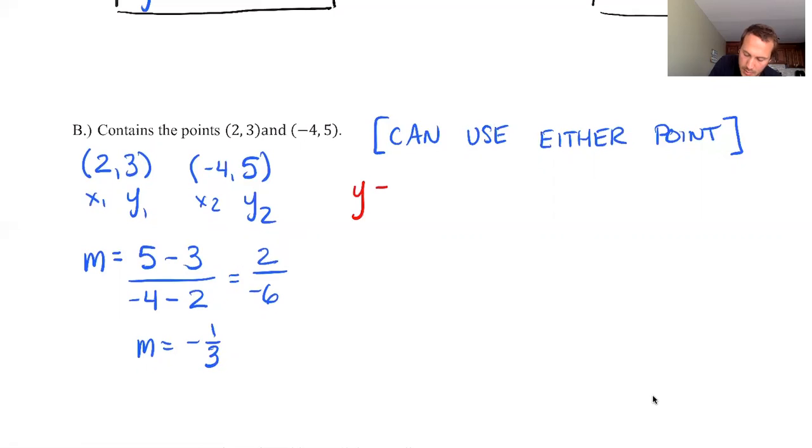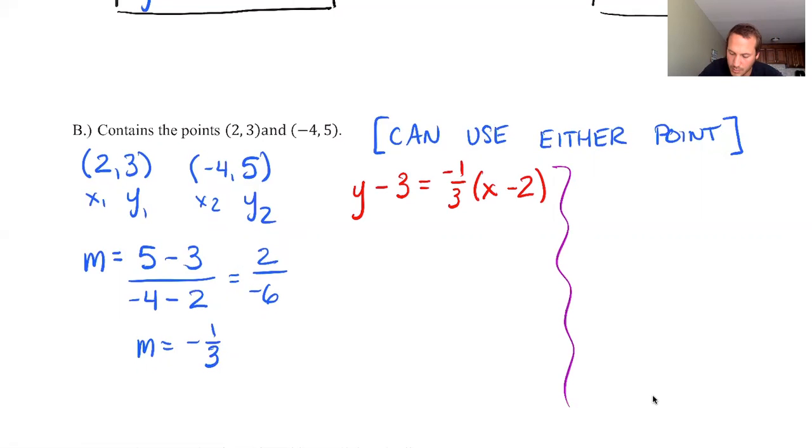y minus 3 is equal to negative 1/3 times x minus 2. Now, like I said, we've got plenty of time. I'm going to do them both for you. I could have also done y minus 5 is equal to negative 1/3 times x minus negative 4. Okay, I'll do one at a time here. I'm going to start by simplifying this one.